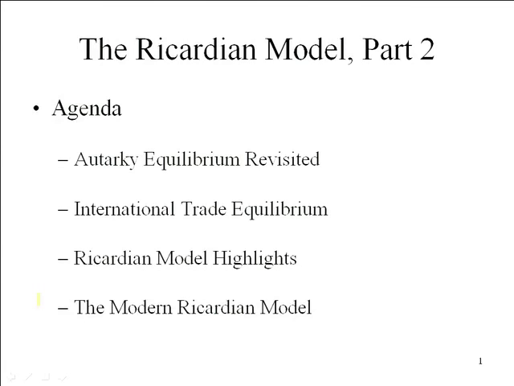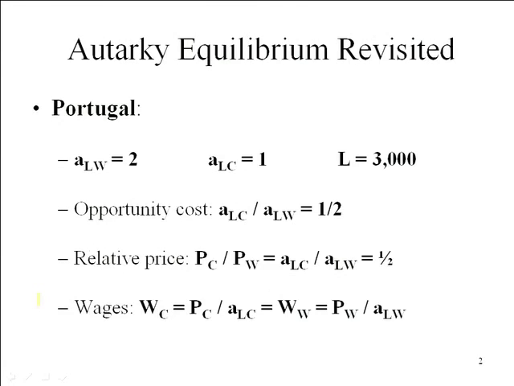So today we want to continue with our discussion of the Ricardian model. Just to review very quickly what we did on Tuesday, you recall in our numerical example for Portugal, we had the following situation. The unit labor requirement in wine was 2. The unit labor requirement in cloth was 1, and Portugal had 3,000 workers. We found that the opportunity cost of producing additional cloth was 1/2, which also meant that the relative price of cloth was 1/2. And we saw that wages had to be the same in both industries if Portugal wanted to both produce and consume some of both goods.